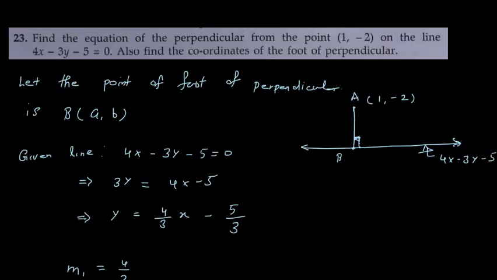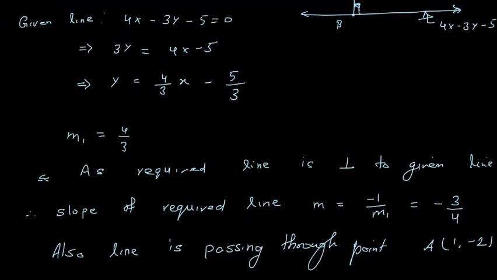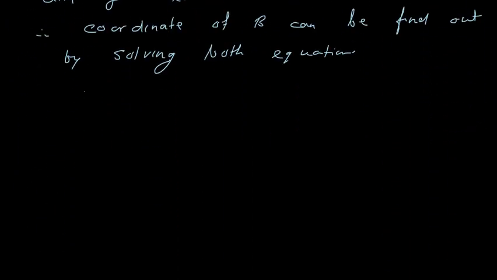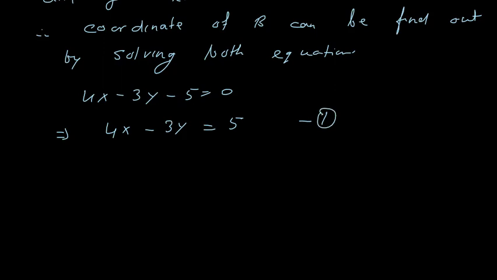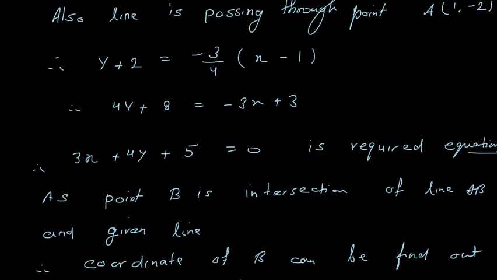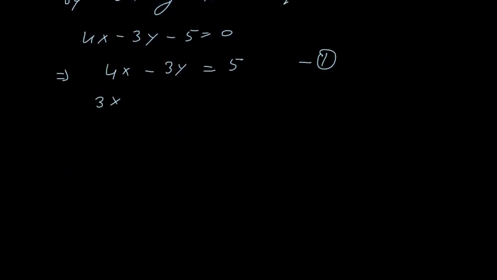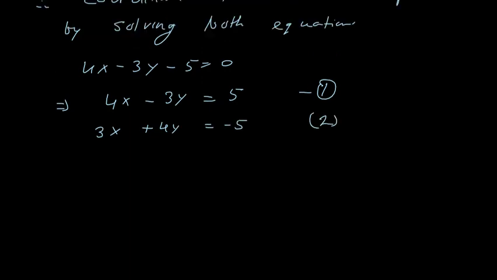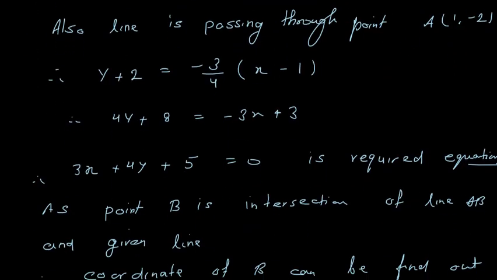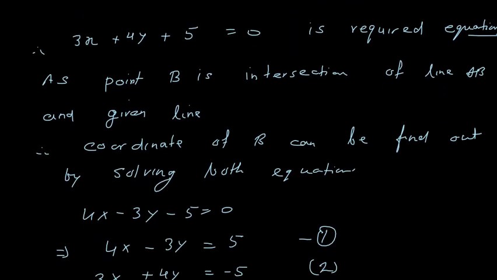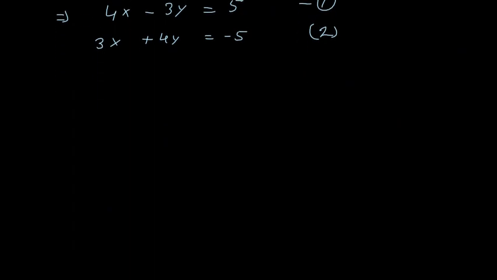So we have two equations. One is 4x minus 3y minus 5 equal to 0. This gives me the equation 4x minus 3y is equal to 5. This is equation number 1, and the second equation will be 3x plus 4y equal to minus 5. This is equation number 2. Okay, so I have to solve these two equations.